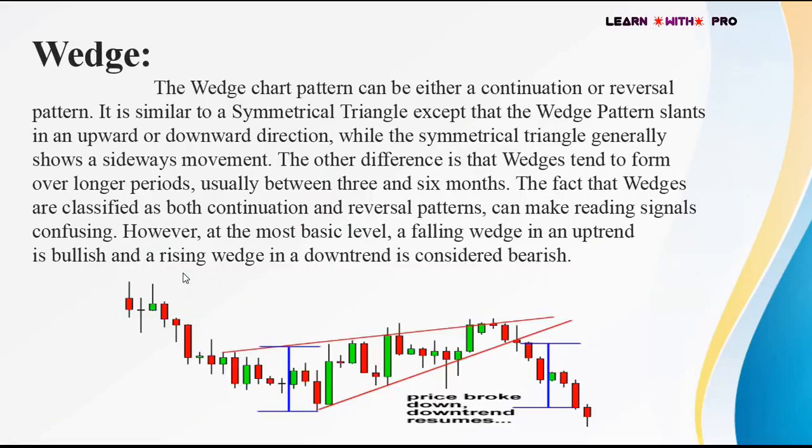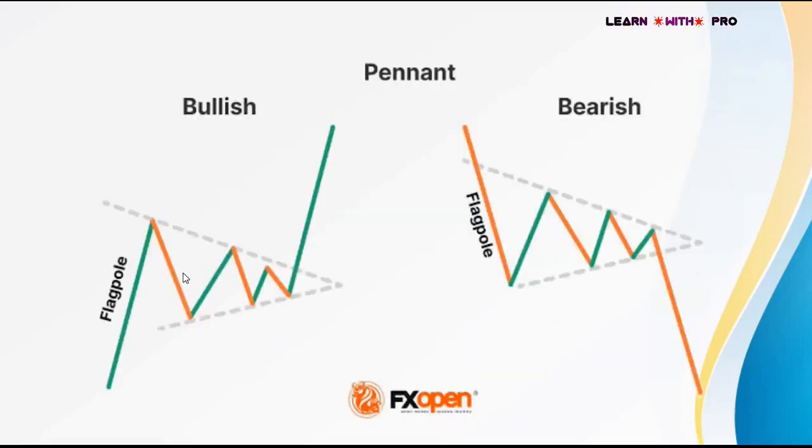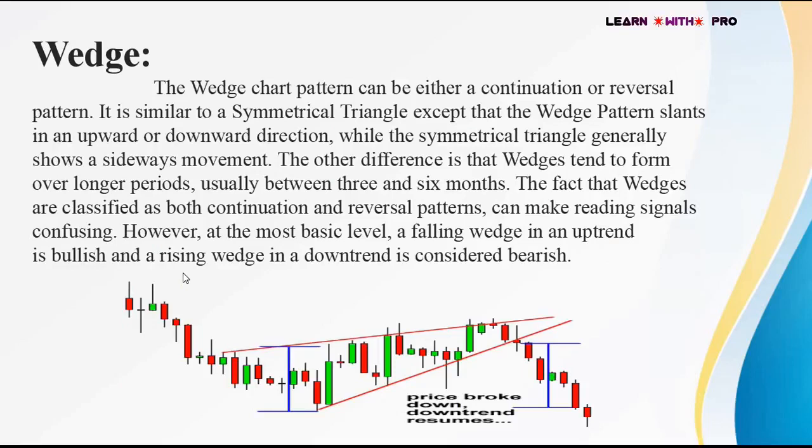Now moving on to wedge. What is a wedge? And see the difference between a wedge and a pennant. The wedge chart pattern can be either a continuation or a reversal pattern. It's similar to a symmetric triangle, except that the wedge pattern slants in an upward or downward direction, while the symmetric triangle generally shows a sideways movement.